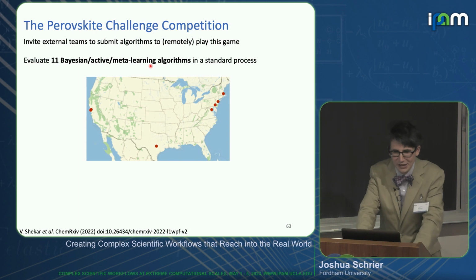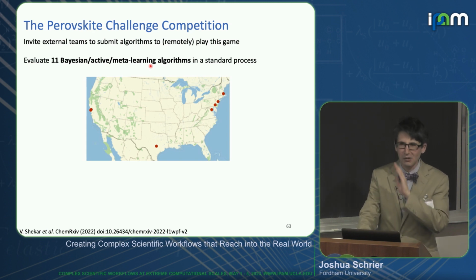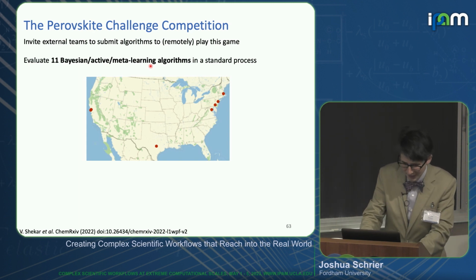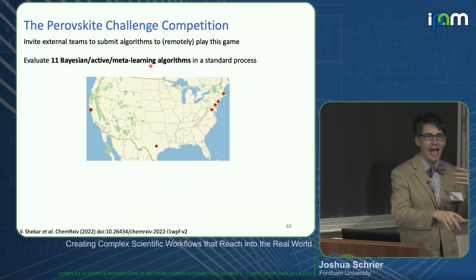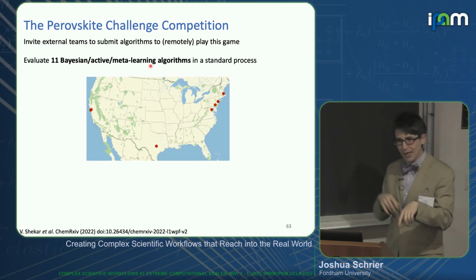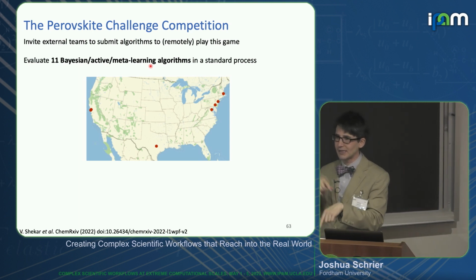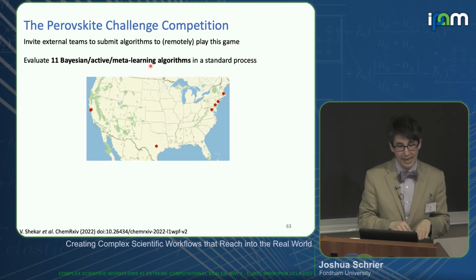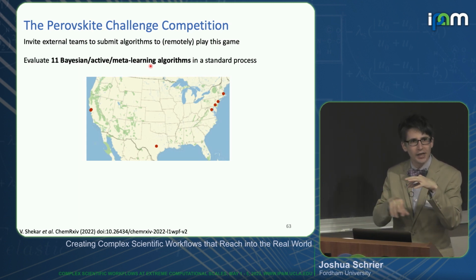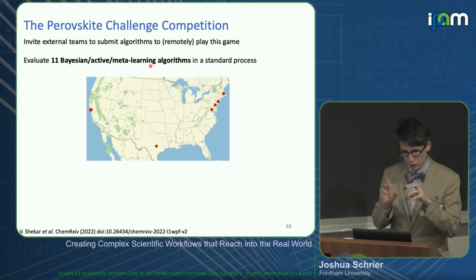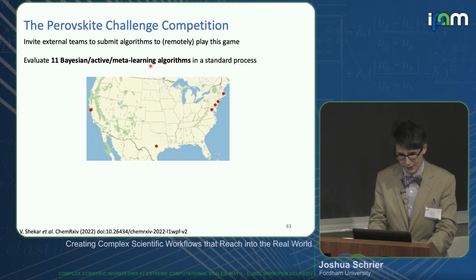So we called it the Perovskite Challenge competition, also the bake-off. And the idea is that we wanted to invite external teams that would submit algorithms. They'd have access to the data and be able to use their algorithms to specify experiments that they could use to remotely play this game of optimizing reaction conditions, concentrations, and so on, to find the conditions that would allow them to grow a large, high-quality single crystal.